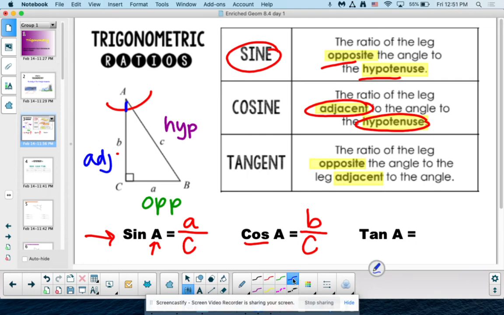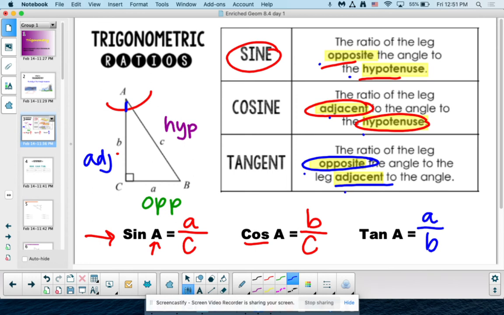Now your last one is the tangent. The tangent of an angle is its opposite leg over its adjacent. So again, go back to what we labeled. Our opposite leg is A. Our adjacent leg is B. I know when we just talk about the formulas, things are confusing. The key thing that you need to take away here is that your sine is your opposite over hypotenuse, your cosine is adjacent over hypotenuse, and your tangent is the opposite leg over adjacent.